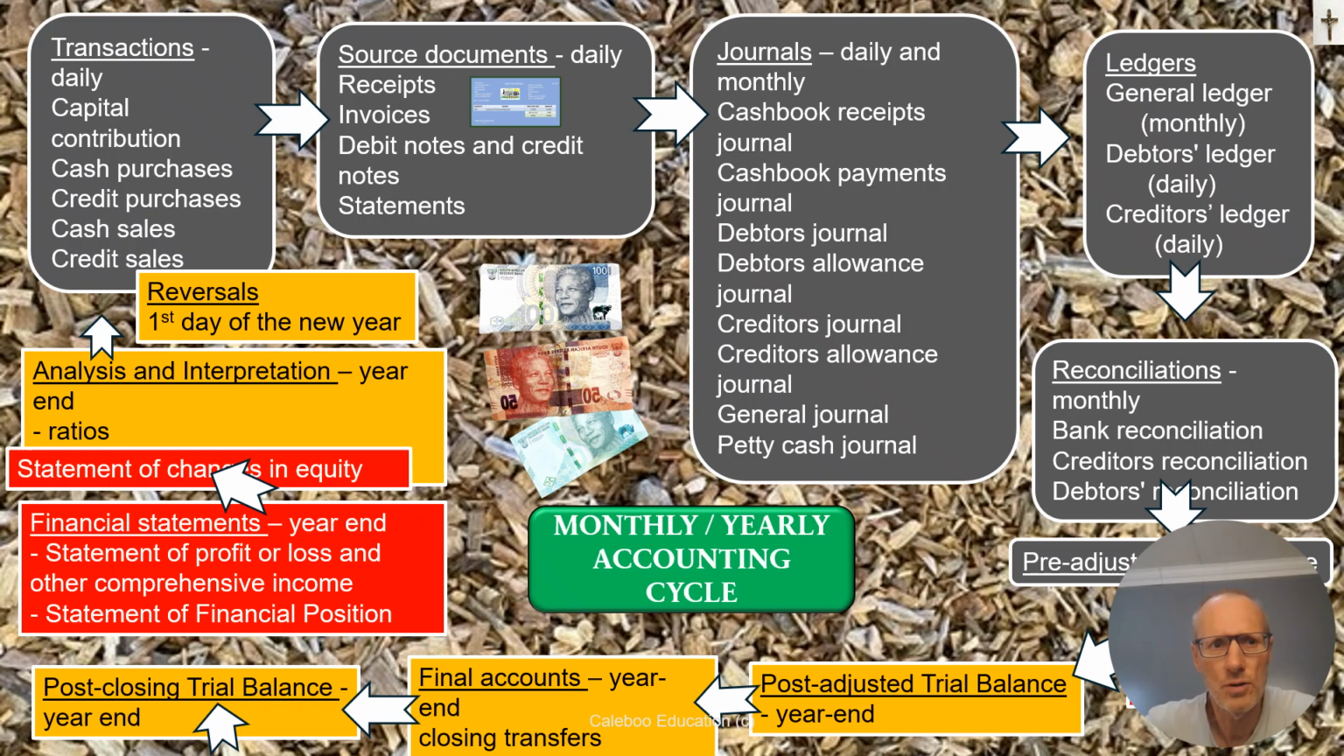In lecture 1 and 2, I discussed the accounting cycle, transactions, source documents, journals, ledgers, reconciliations, and we got to the end of the month, and at the end of the month a trial balance is drawn up. So where we're going is to the explanation of what a trial balance is. A trial balance is done at the end of the month. So let's have a look at a trial balance.